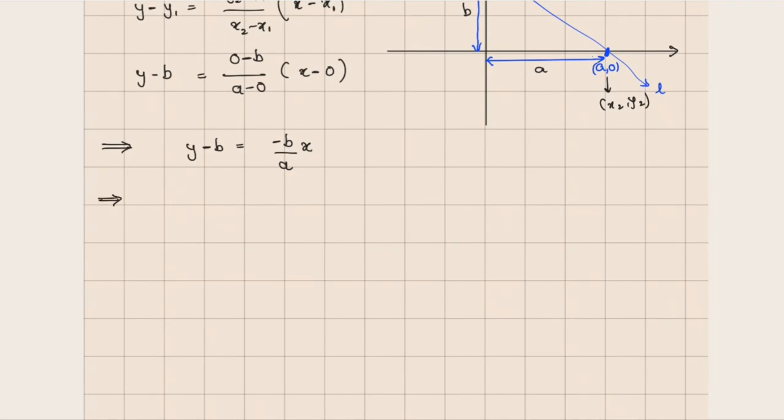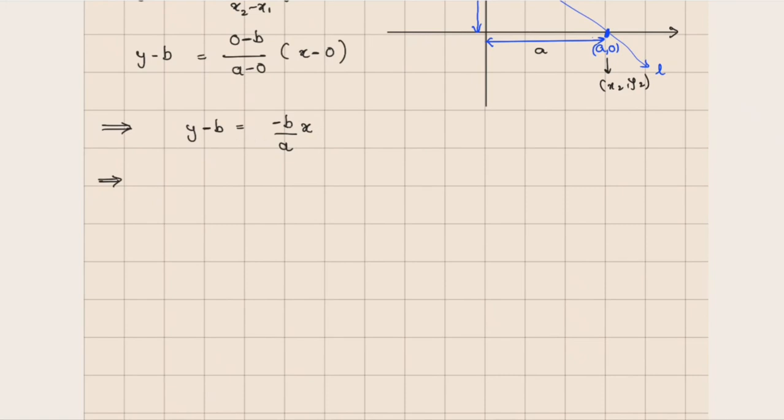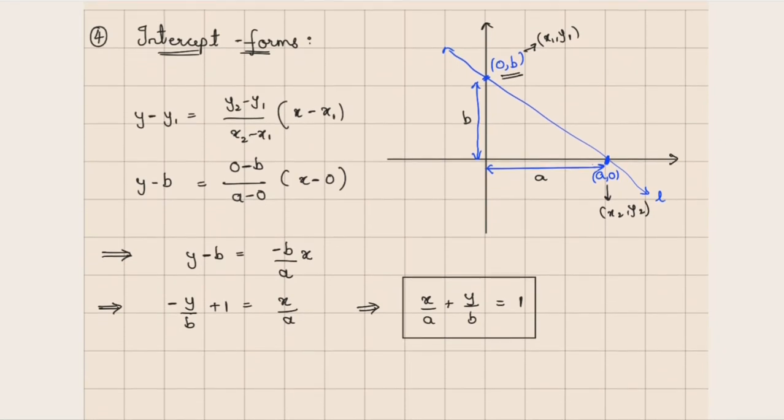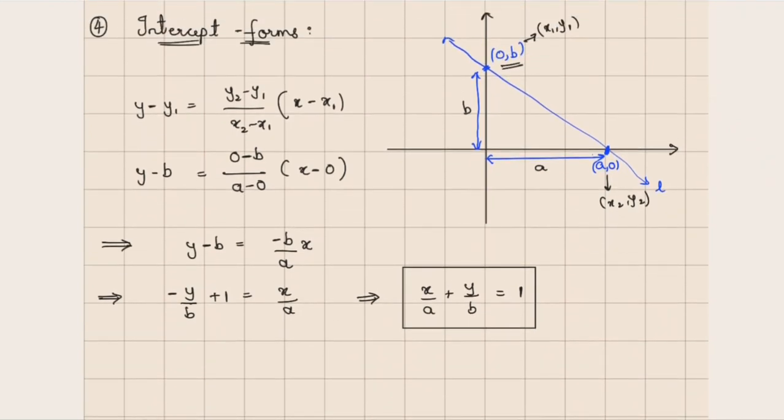That implies, getting this into a simpler form, divide by b: y by b minus 1... rewriting, we get x by a plus y by b equal to 1. See, it looks so nice, because a is the x-intercept and b is the y-intercept. So the equation when two intercepts are given is x by x-intercept plus y by y-intercept equal to 1. So when two intercepts are given, this is how the equation looks.